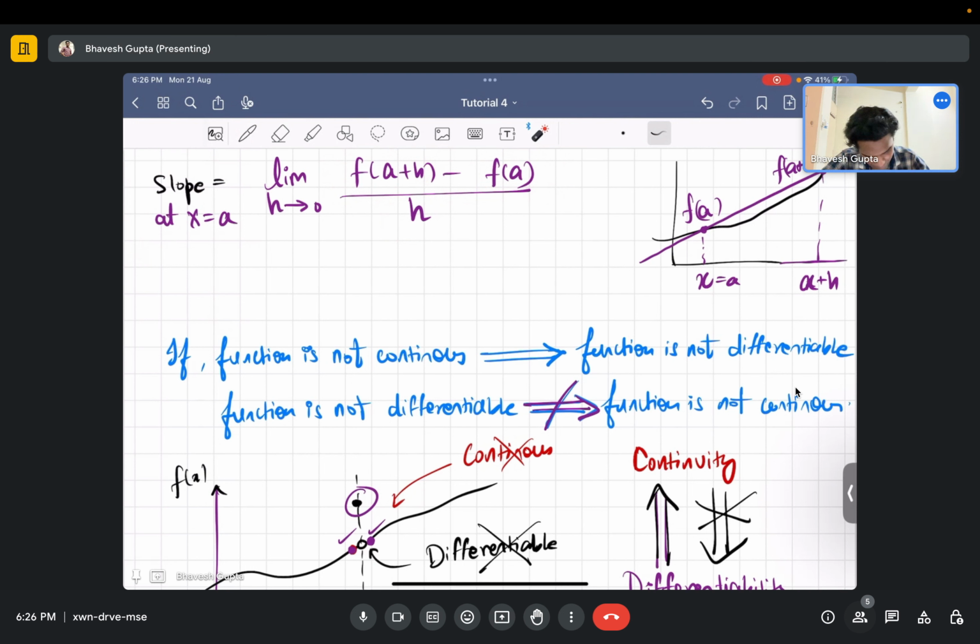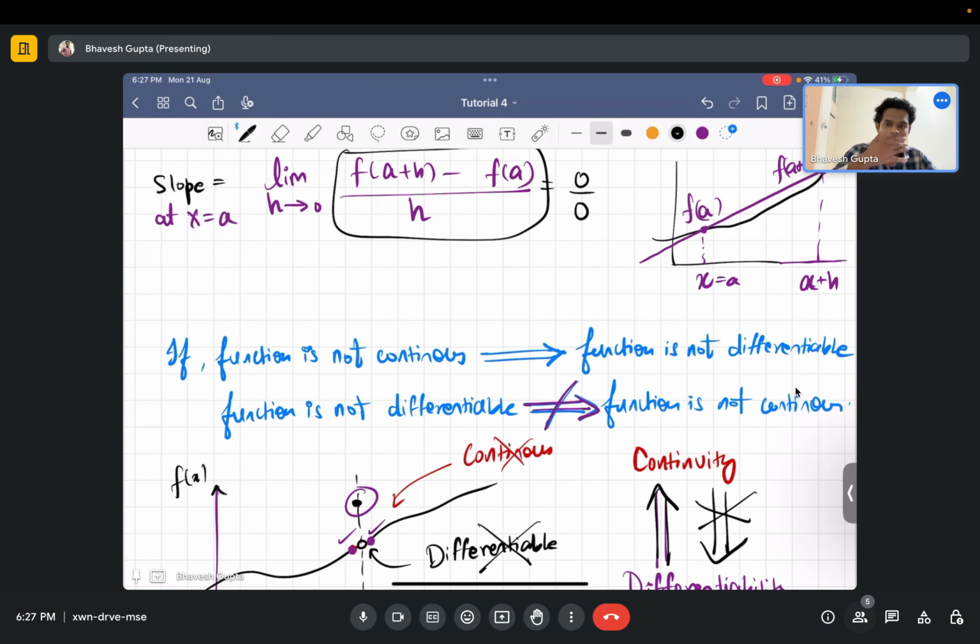And you can see that in this case, the kind of indeterminate form is basically 0 by 0. So this 0 by 0 can take any value. It depends on what kind of structure is there inside. So this is actually the definition of slope.